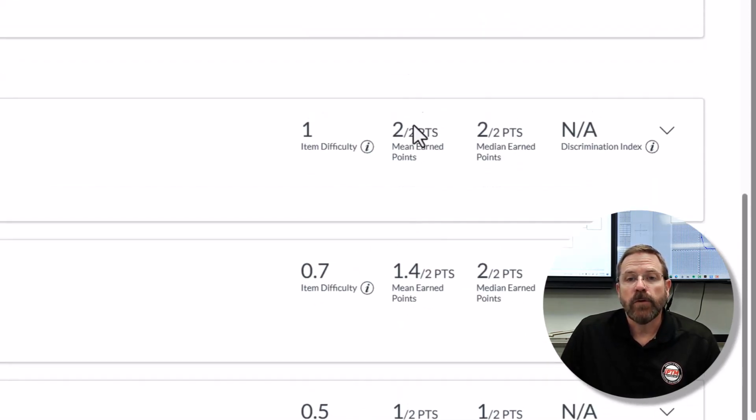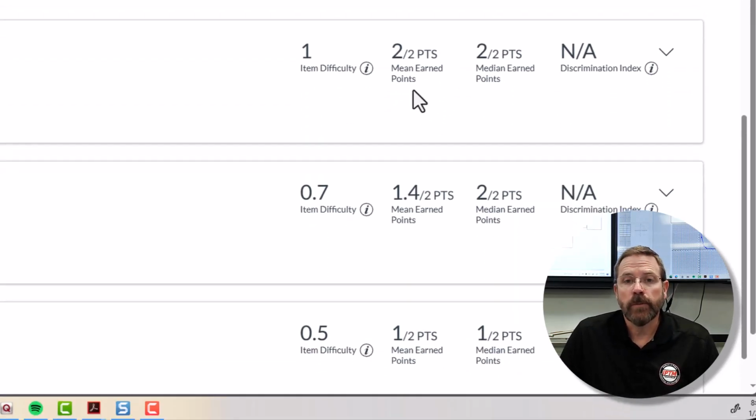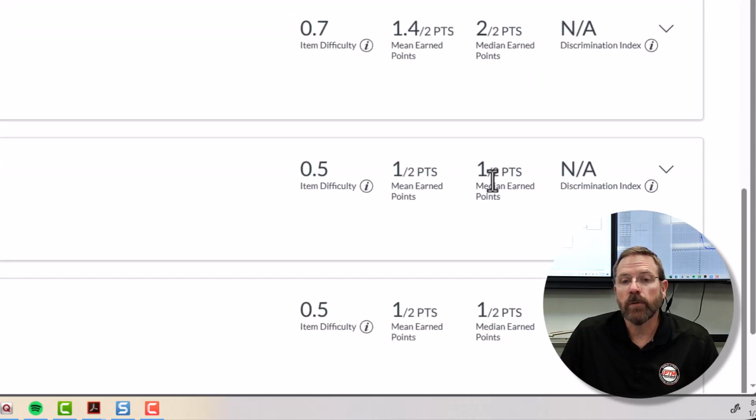Next, it's going to give you the mean or average number of points earned. For the first question, 2 out of 2 was the average. Second question, 1.4 out of 2, and so on down. And then the third one is going to be the median points earned. For the median points, 2 out of 2. 2 out of 2 was the middle number again, and then for these two it was 1 out of 2, the median points for how many got wrong.